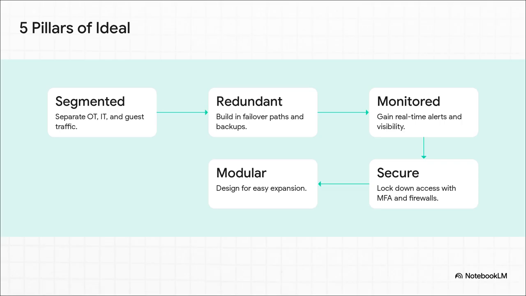Third, monitored. You need to see what's happening in real time with alerts that tell you about a problem before it causes a shutdown. Fourth, secure. We're talking locking things down with modern tools like firewalls and multi-factor authentication. And finally, number 5, modular. You have to design it so that expanding is easy. Adding a new production line should be a simple, planned process, not a 5-alarm fire.